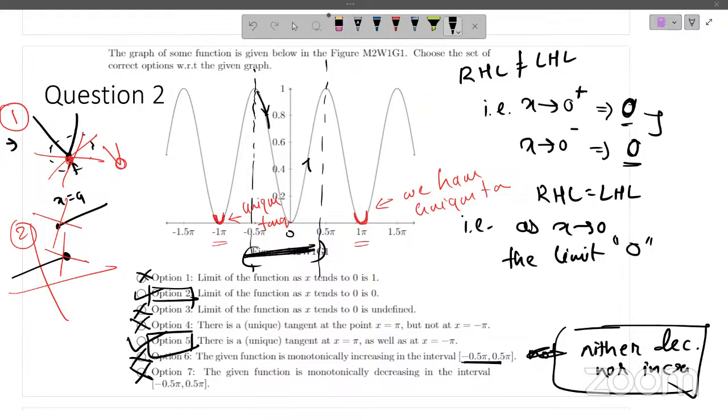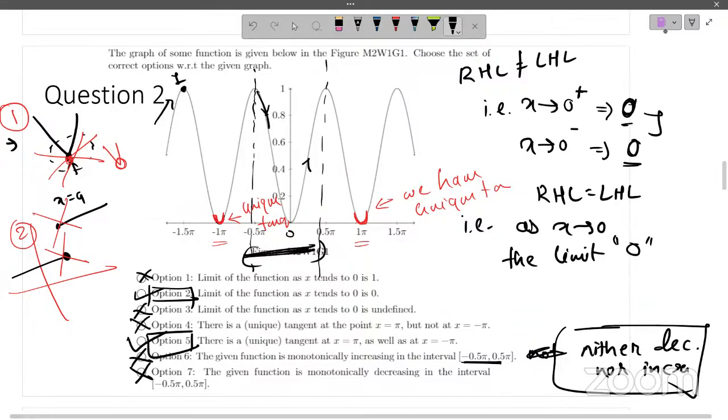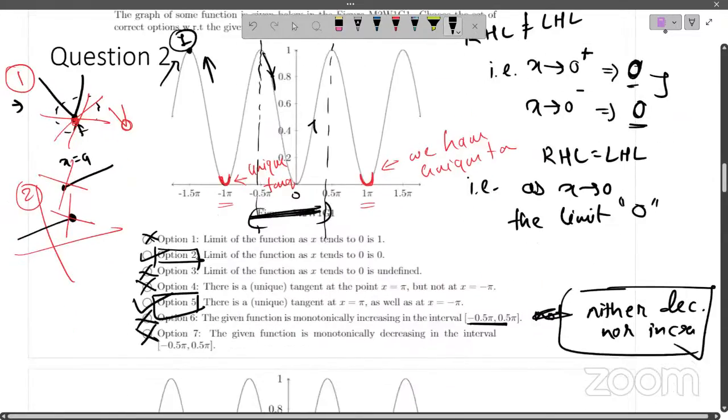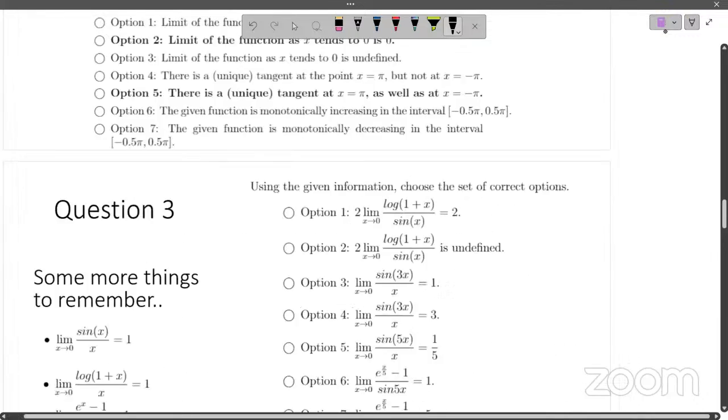So whenever you have a given graph, just try to move from the left direction and from the right direction, and observe where you will end up at the point. For example, if I ask what is the limit at this point, from the left direction we will get 1, and similarly from the right direction we also get 1. So that means the limit is 1. Something like that you can remember. So the correct options are 2 and 5, right?